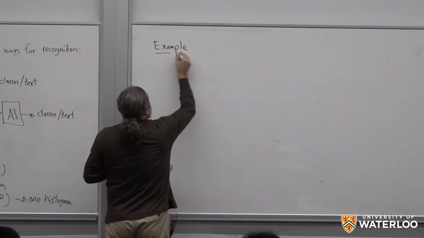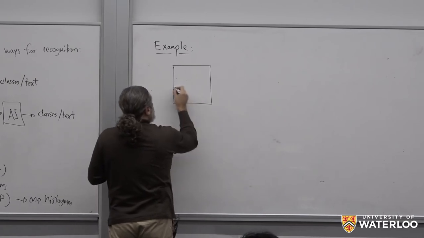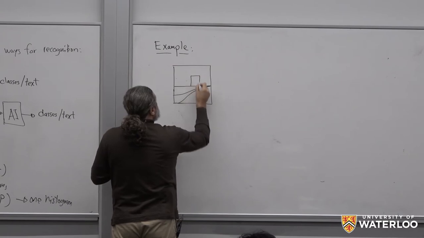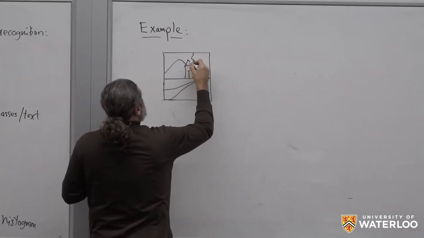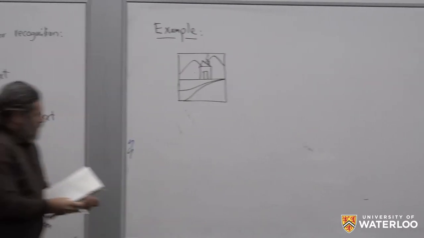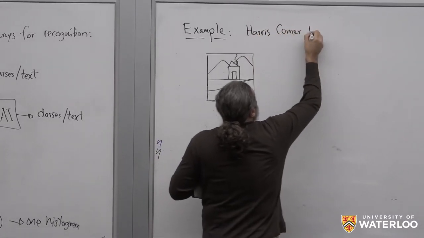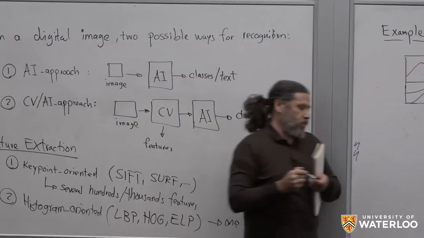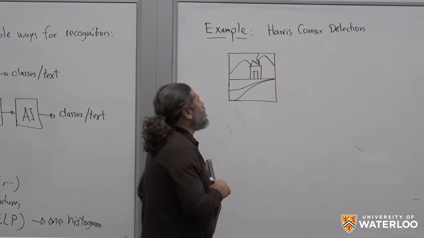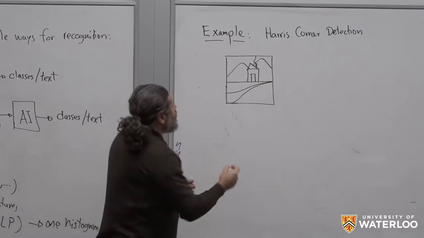If we take a look at an example, well, I cannot draw an image on the board, but something simple. So if I get an image, and this image is a scene, there is a house, there are mountains, and so on. So one of the methods is, for example, Harris corner detection, which is key points. This is one of these techniques, similar to SIFT and SURF. It finds key points. So what does that mean when we talk about key points? Basically, this method will go in. I want to understand how non-intelligent techniques do it before we go into intelligent techniques. So it will find corners.